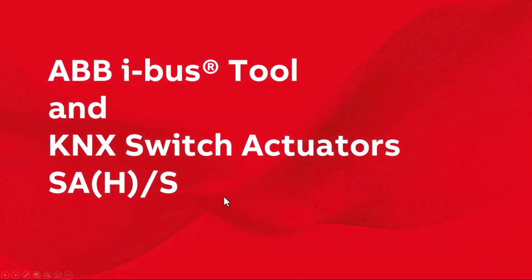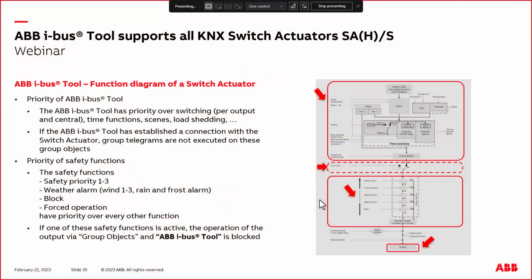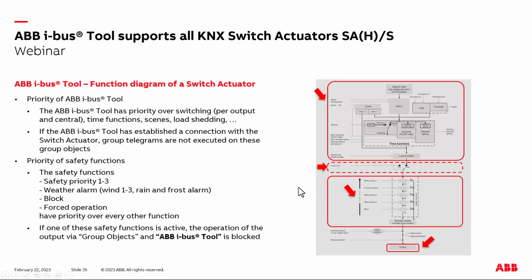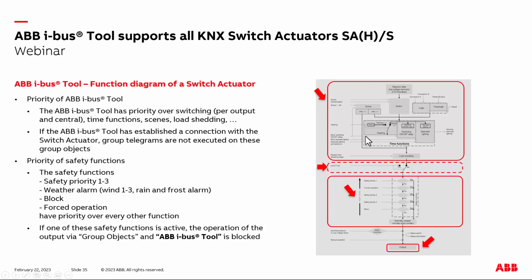So then let's come to the main topic of today, the ABB iBus tool and our KNX Switch Actuators. How we can have access here and test everything. But before, I would like to give you some information about the priorities of our Switch Actuator. On the right side, you can see a screenshot. I do not want to go really into depth, but here on the bottom, we have our output, our relay, and then we have our different levels of priority.